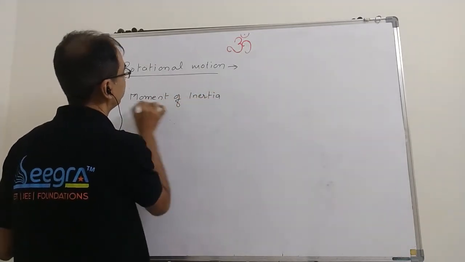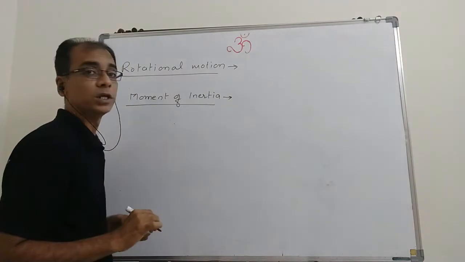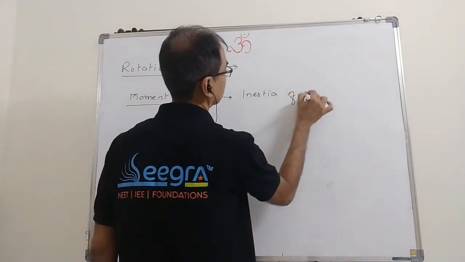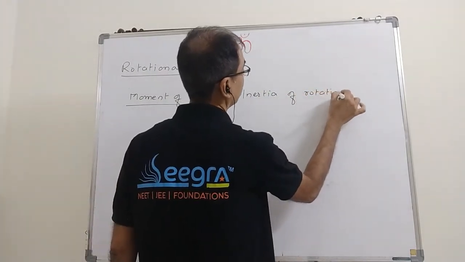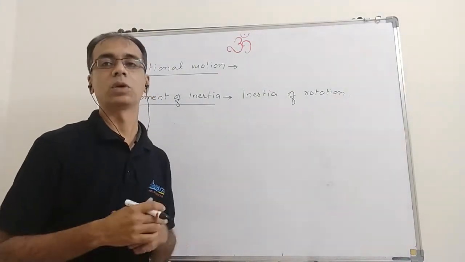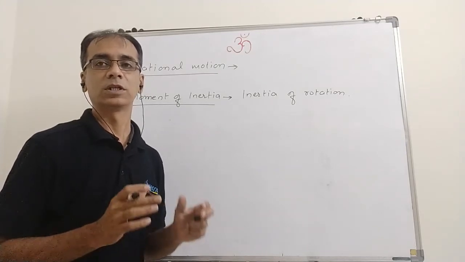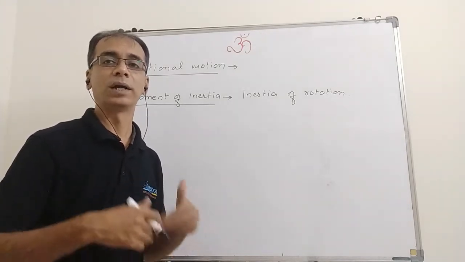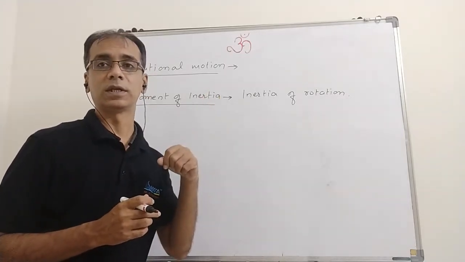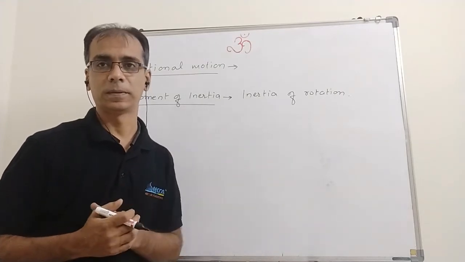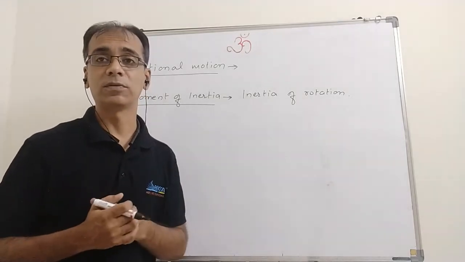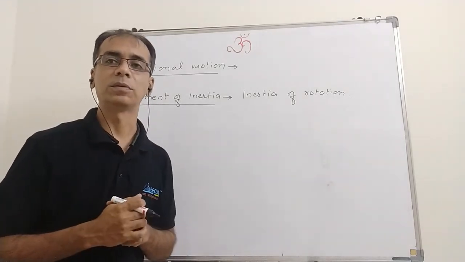What is moment of inertia then? Inertia of rotation. This is the opposition that you are going to get while starting rotation or stopping the rotation. In translatory motion we studied inertia and said that mass is the measure of inertia. Then here, what is the measure of inertia? We'll see that.